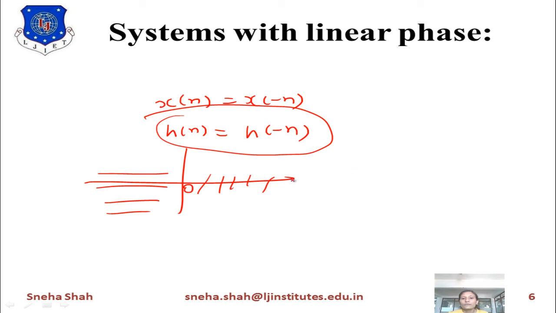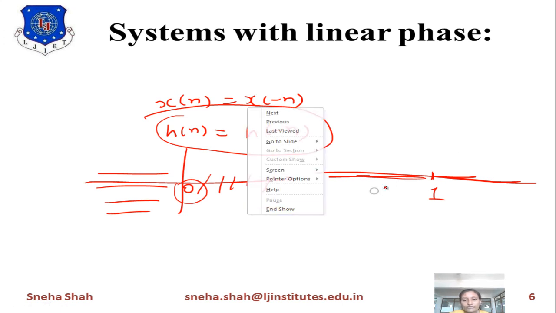But over here we had taken from the point 0. Now suppose I am taking a point other than 0, suppose I am taking from 1, then this part should be equal to this part. If it is symmetric about this point, then it is considered a system with linear phase.